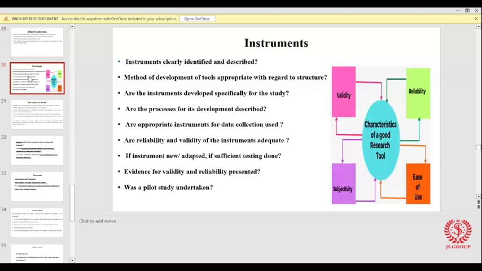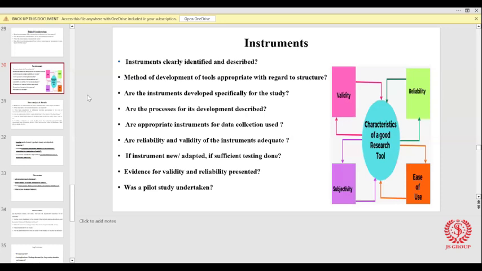Instruments means what? The tools for data collection. Tools means the tool we are using to collect the data. Are the instruments clearly identified and described? It may be a structured questionnaire, semi-structured questionnaire, unstructured questionnaire, observational rating scale, attitude scale, or anything it may be.